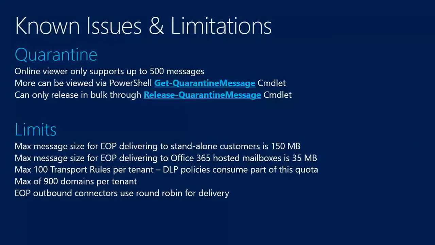I'm just going to buzz over this. We talked a little bit about the quarantine. If you want to see more than 500 messages, you have to use PowerShell. Another limitation is that through the GUI, you can't do a mass release. So if you have a bunch of messages that were quarantined by accident from the same sender, you can't do a mass release from the portal, but you can from PowerShell. So depending on what you need to do, you can do a lot more within PowerShell.